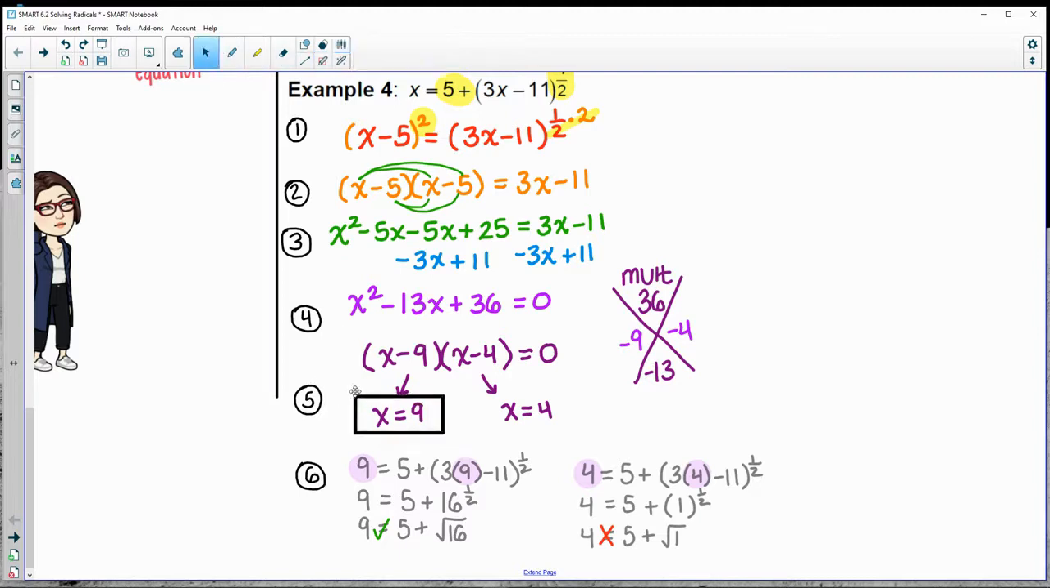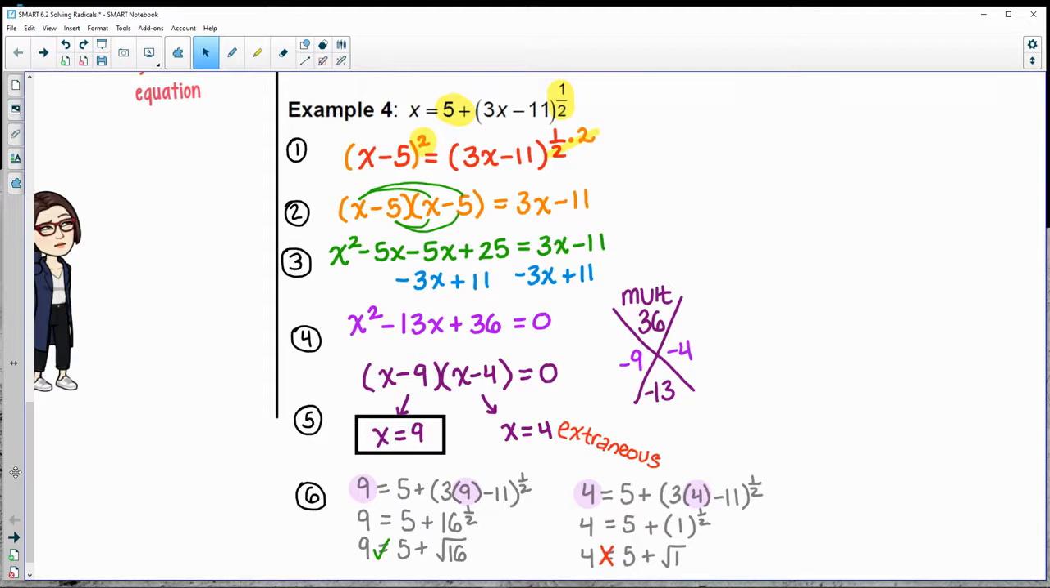So this one, you're just going to box one of them. If you want, you can always leave both of them. Go ahead and show that you do have two different solutions. You can always label them if you would like. So you can say, I've got x equals 9, x equals 4 happens to be extraneous.